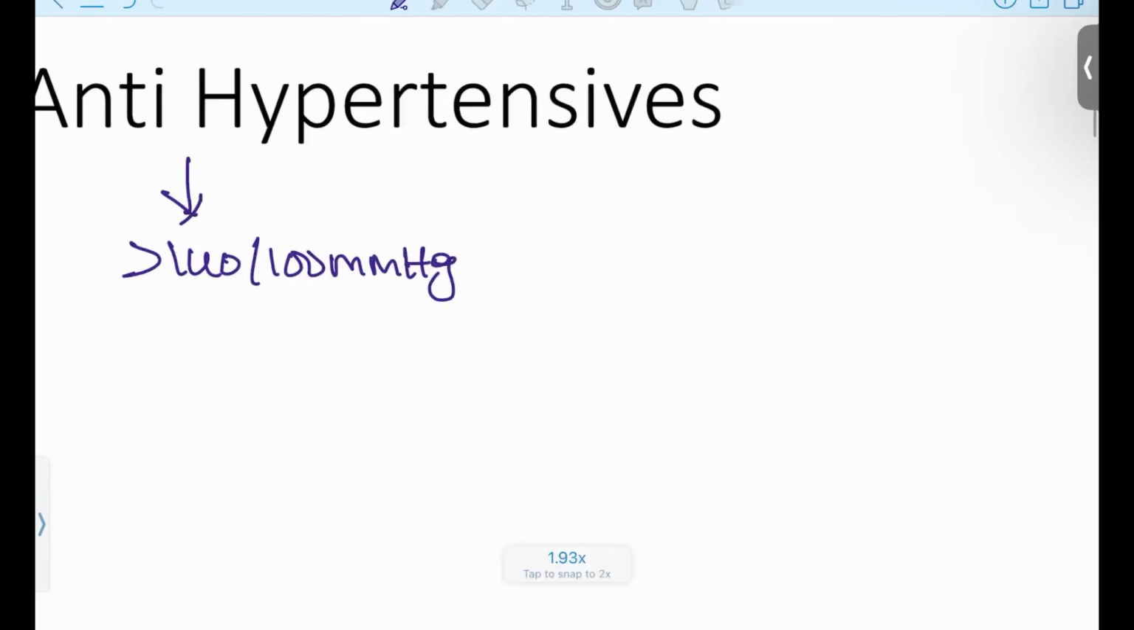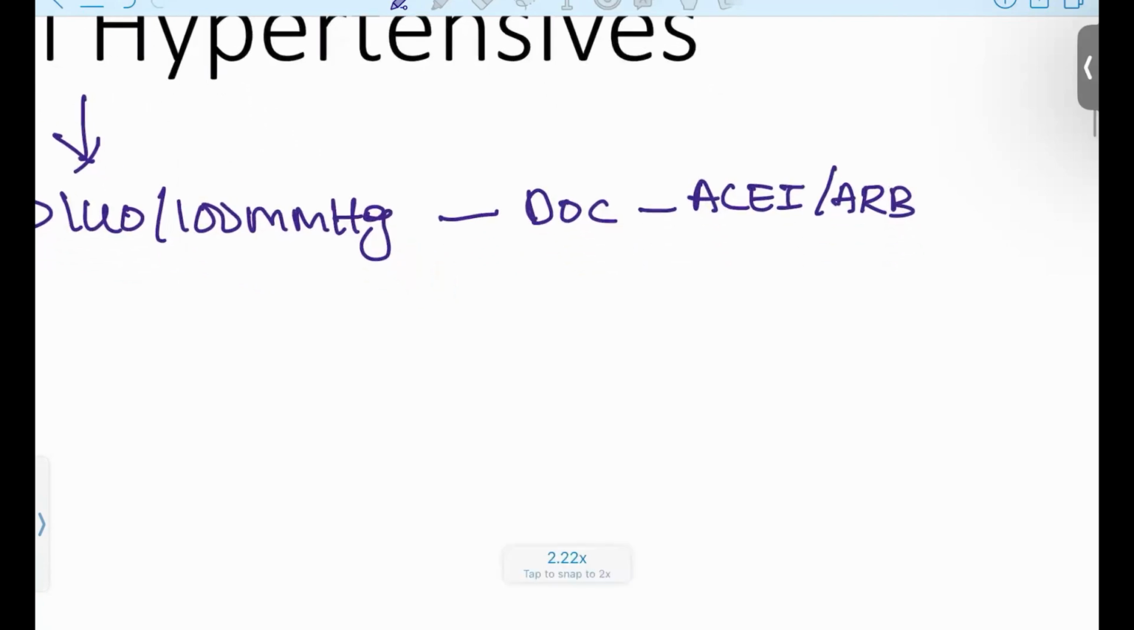In this patient, the first line of therapy, the drug of choice nowadays, is that we start the patient on ACE inhibitors or ARBs. Okay, ACE inhibitors or the ARB drugs. What are those? Your captopril or lisinopril or losartan. These drugs can be given.